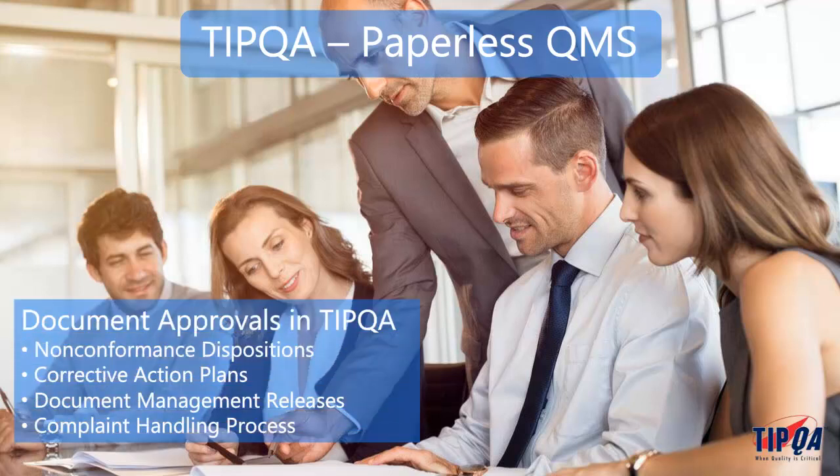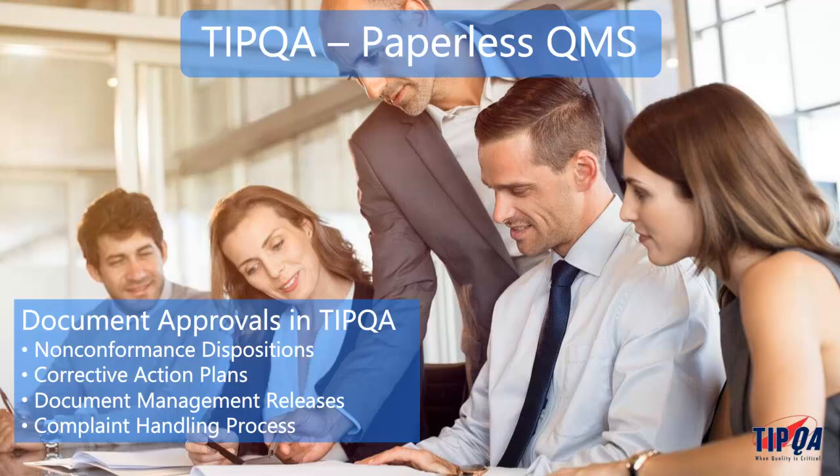Approvals may need to be obtained for nonconformance dispositions, corrective action plans, in the document management module prior to a document being released, and in complaint handling before any repairs commence. Whether in corrective action, nonconformance, document management, or complaint handling, the document approval process is handled the same way. Let's look at the process for approvals.